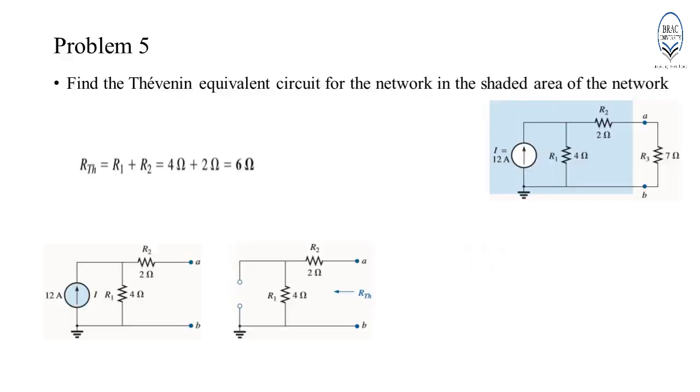Problem 5. Find the Thevenin equivalent circuit for the network in the shaded area of the network. So, we have to determine the Thevenin equivalent for this part of the circuit. As mentioned earlier, in order to determine R Thevenin, we have to deactivate the sources and also remove the resistance R3. Deactivating a current source is basically replacing it with an open circuit equivalent. If we do that, then R Thevenin will be equal to the summation of R1 and R2, since R1 and R2 are connected in series in the modified network. Hence, R Thevenin will be equal to 6 ohm.